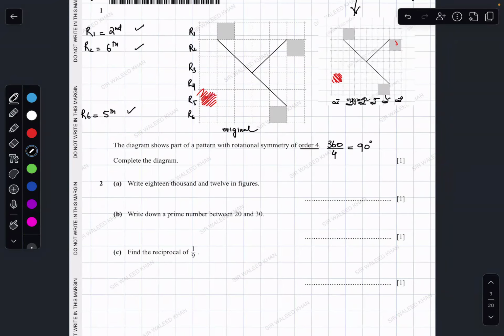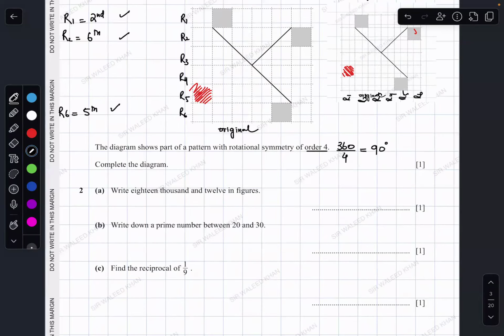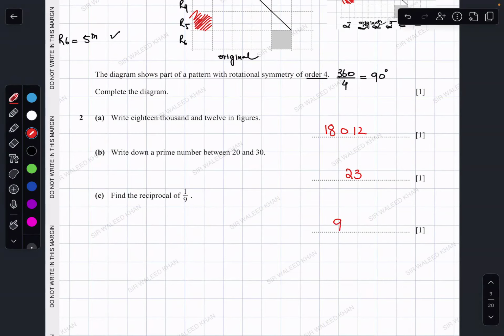Question number 2, A part. Write 18,012 in figures. Then write down a prime number between 20 and 30. So we have 23 as a prime number. Find the reciprocal of 1 by 9. For the reciprocal, the numerator becomes the denominator and the denominator becomes the numerator. So it's 9 by 1, right? You can just write 9.